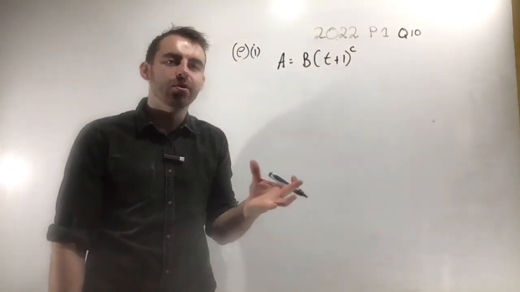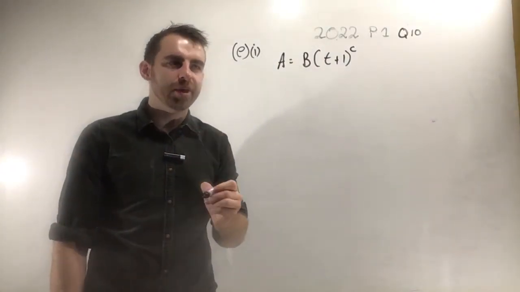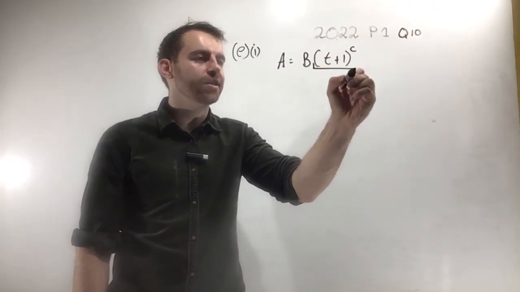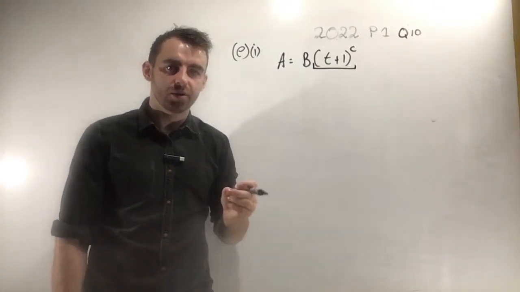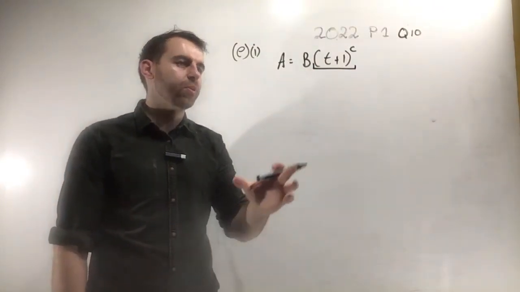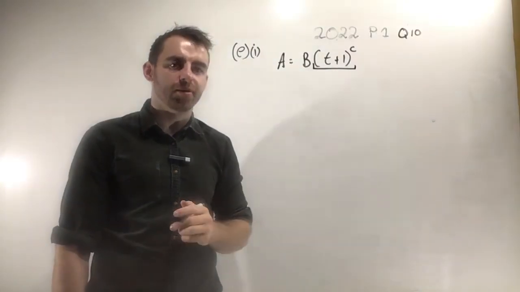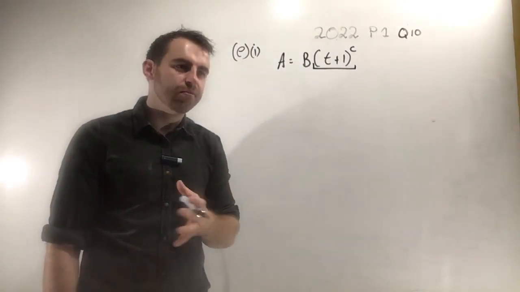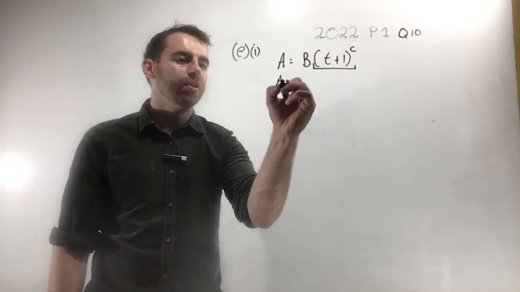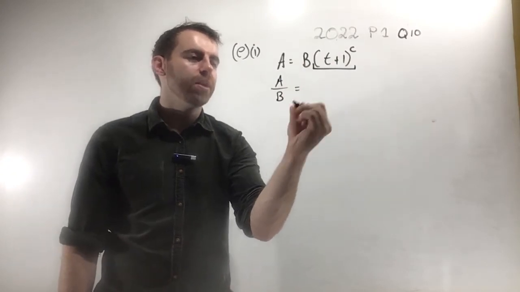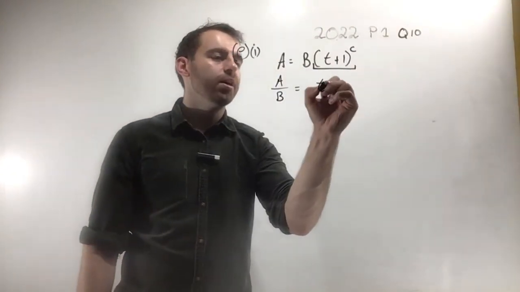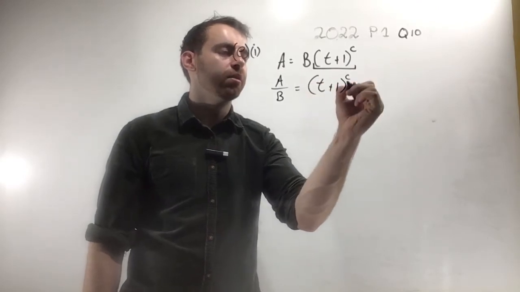That's the only thing we could possibly do. But before we introduce logs, we have to isolate the part of the expression with the unknown in the power. In other words, we have to isolate the t plus 1 to the power c. So step 1, divide both sides by b. If I divide the left by b, I get a over b. If I divide the right by b, I get t plus 1 to the power of c.